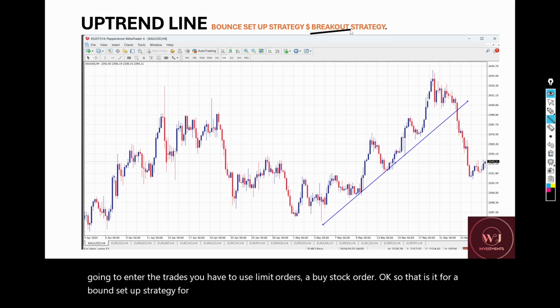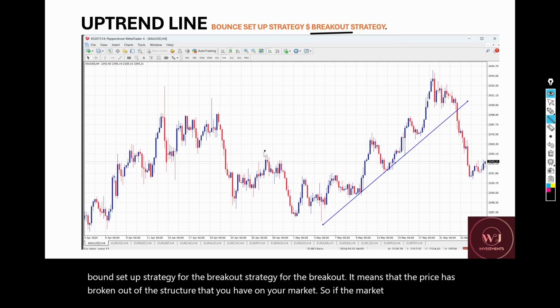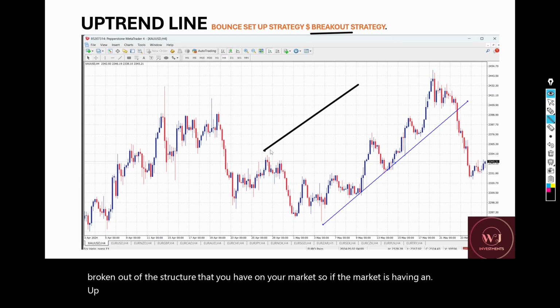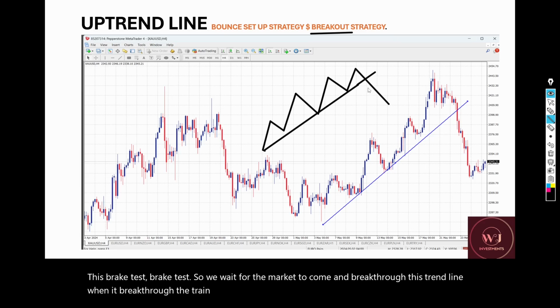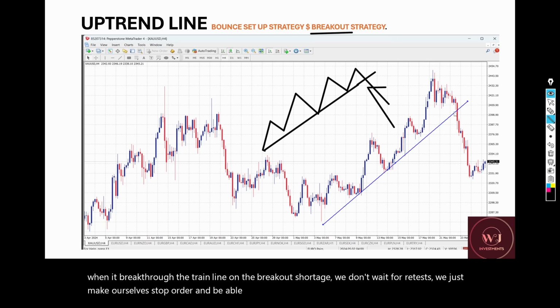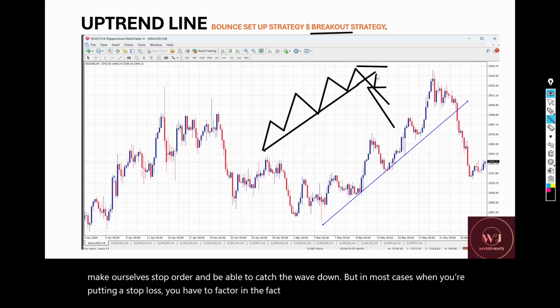For the breakout strategy, it means that the price has broken out of the structure that you have on your market. So if the market is having an uptrend line like this, we wait for the market to come and break through this trend line. When it breaks through the trend line, on the breakout strategy, we don't wait for retests. We just make a sell stop order and be able to catch the wave down. But in most cases, when you're putting a stop loss, you have to factor in the fact that the market can come and test on the trend line and then it moves into the direction you want.